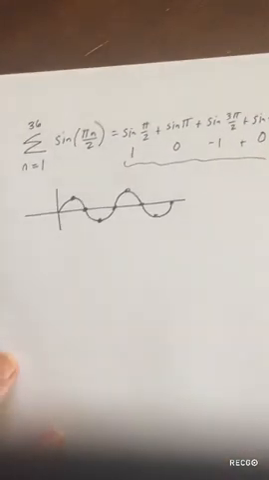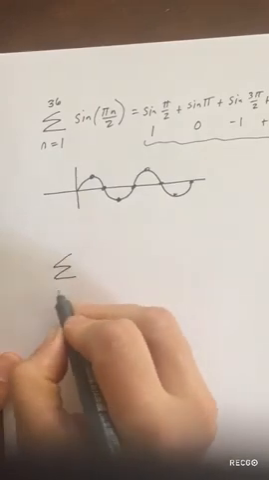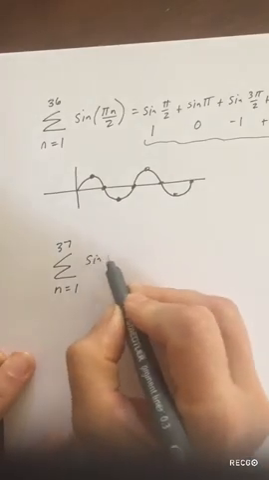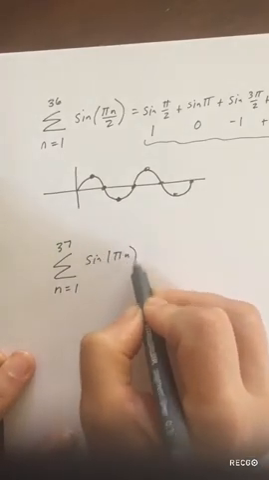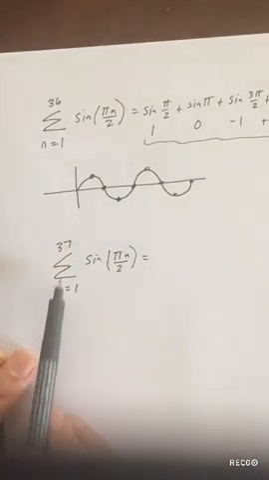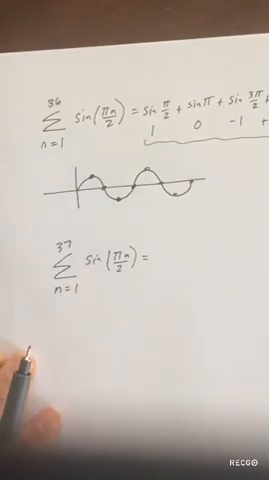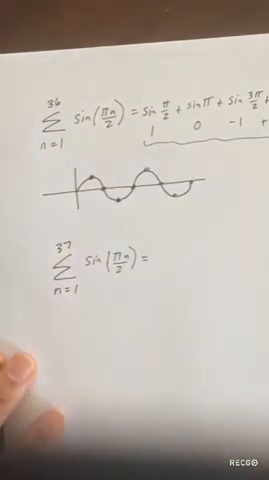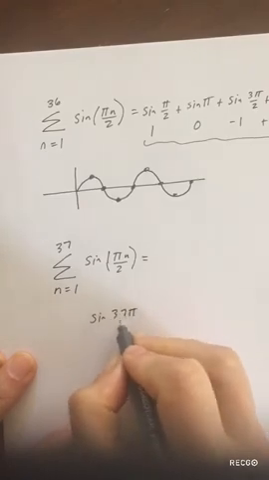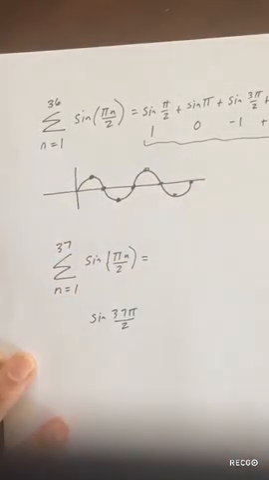Now let's say I adjusted that a little bit. I decided to do n equals 1 to 37 of sine of pi n over 2. If I did that, I would do all of what I did above, which was 0, but I'd be adding in one more term. So we'd add all of those things, but the next term, 37 pi over 2, wouldn't be included in the earlier sum.